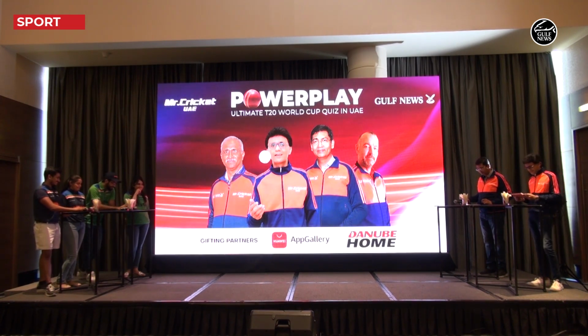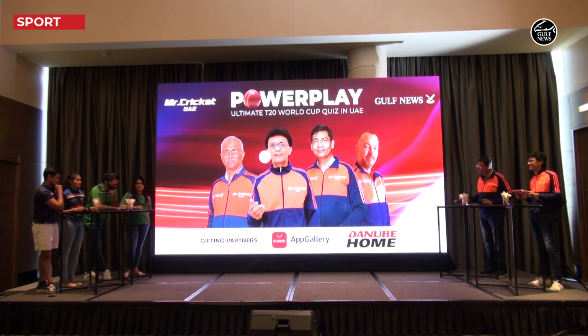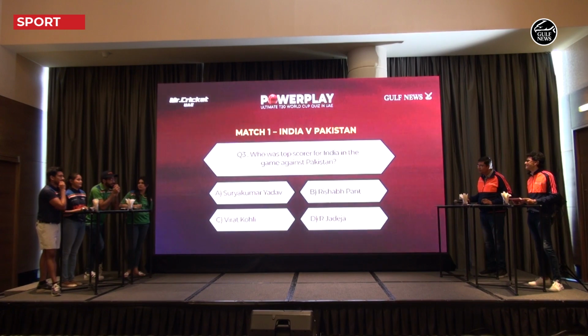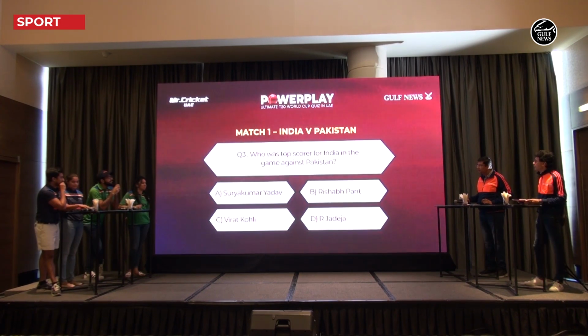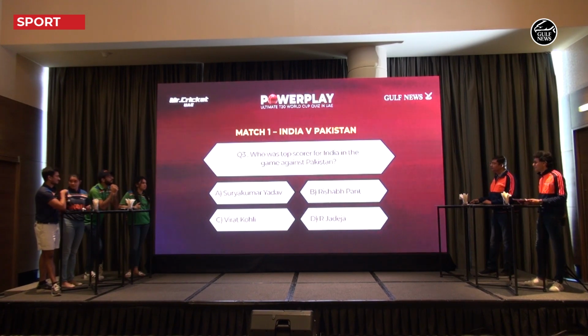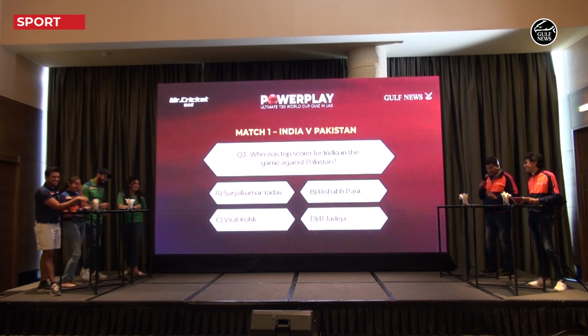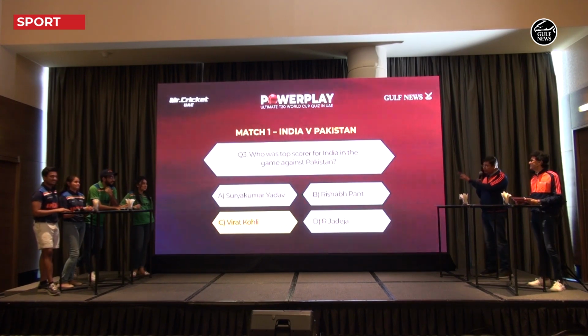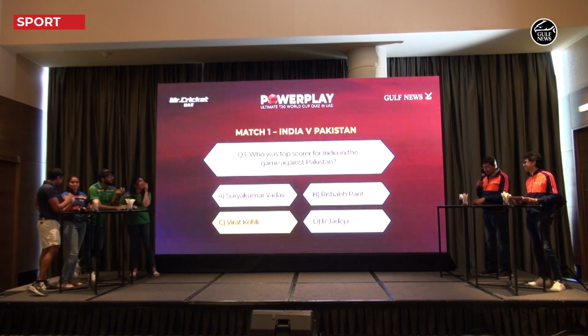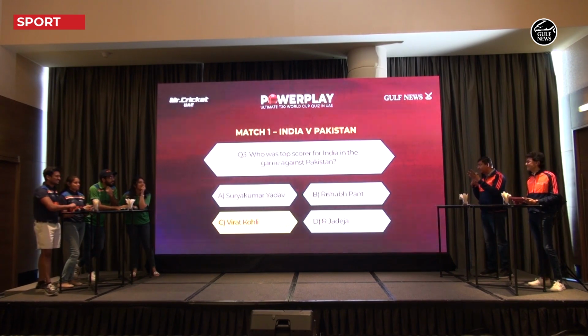Here's the third question. The pressure is on Virat Kohli, guys. Who was the top scorer for Team India in the game against Pakistan? The options are A. Surya Kumar Yadav, B. Rishabh Pant, C. Virat Kohli, D. Ravindra Jadeja. Virat Kohli. Are you sure? Yes. So you will not have lost by 10 wickets. Let's see it on the screen. And this was a bouncer question. You're right, it's Virat Kohli. It was a bouncer question, that is, you get 4 runs. I should have announced.